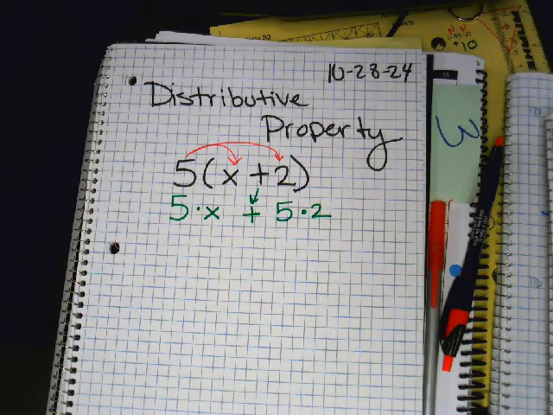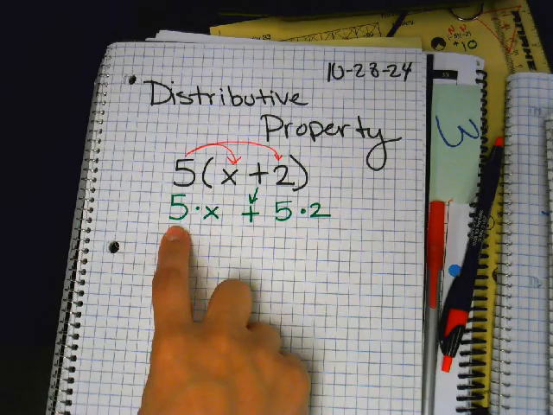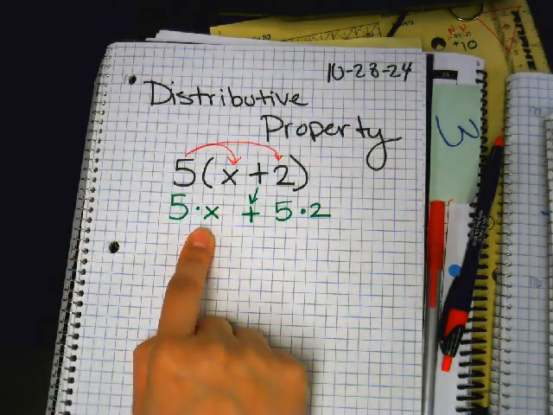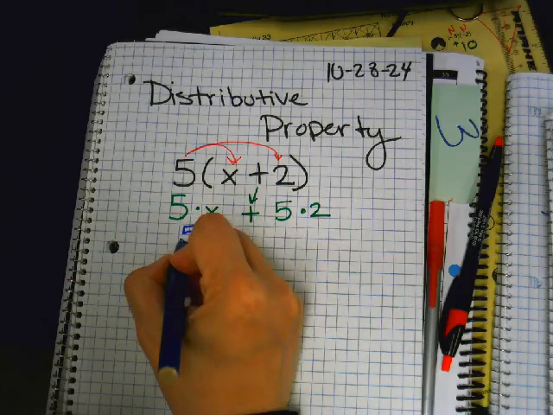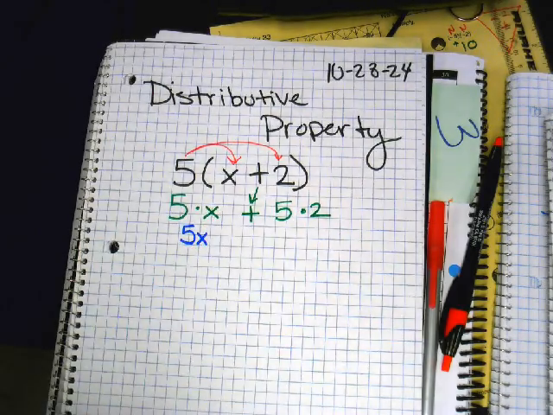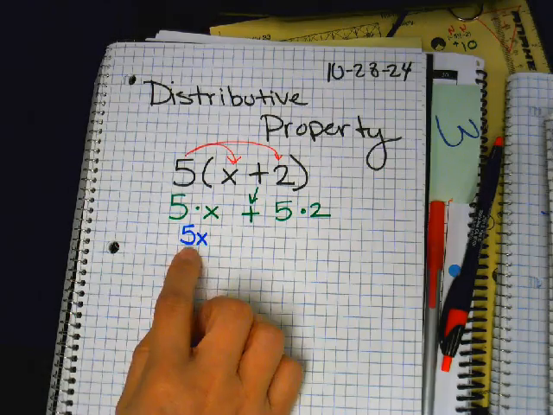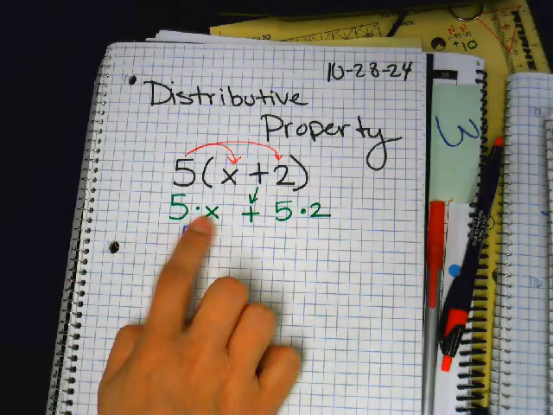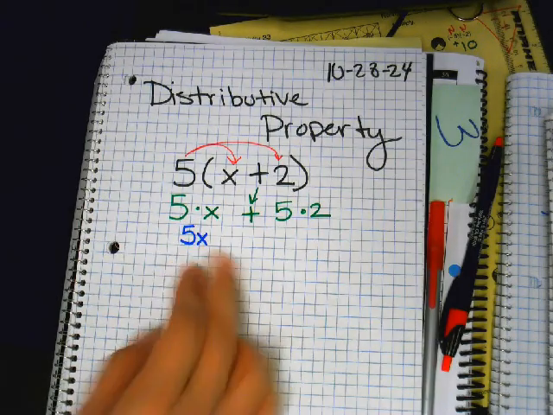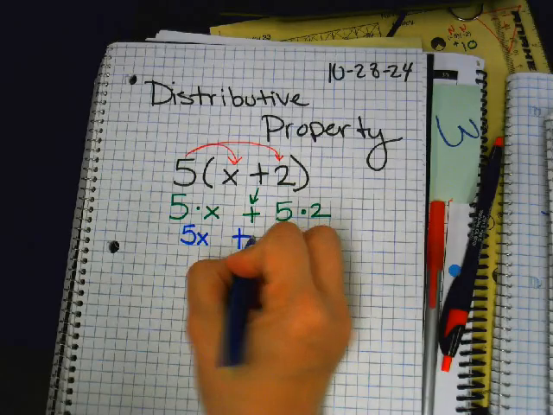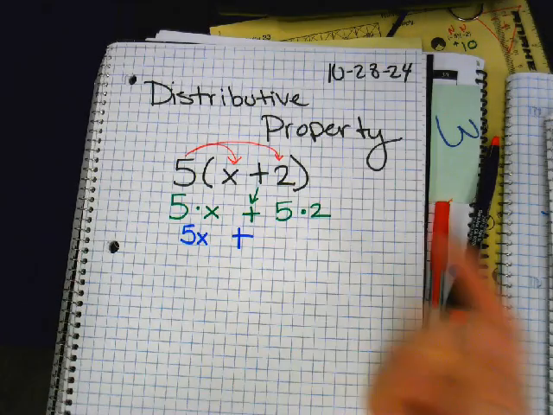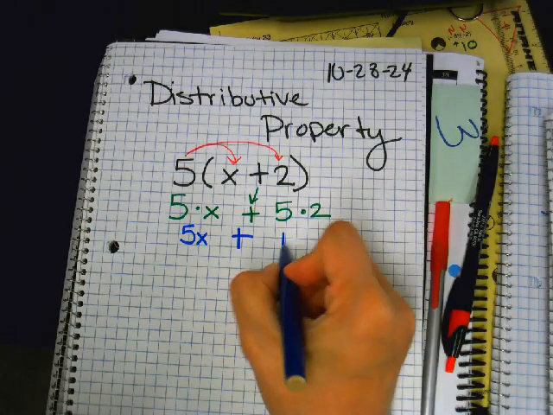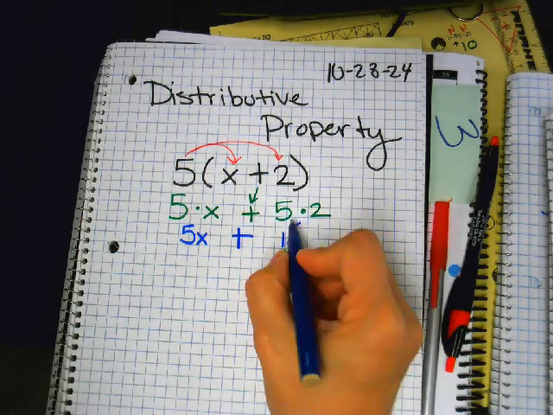Okay, trick question. Let's see who knows this. What's 5 times x? 5x. You squish it together because the x is 1. So when you have a variable and a number, you just squish it together in multiplication. Plus, let's do this math: 5 times 2. 10. So it's 5x plus 10.